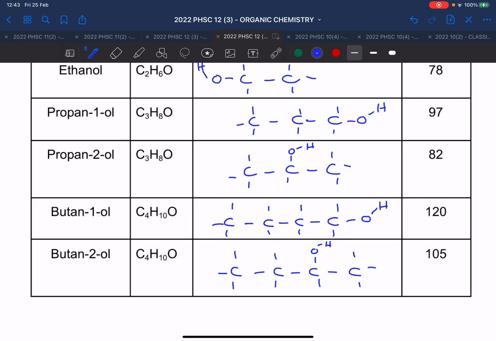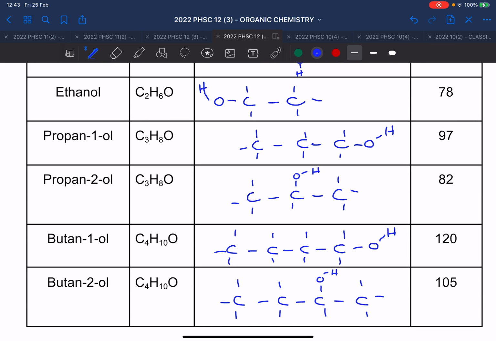Please explain to me, put up your hand, why, if we compare butan-1-ol to butan-2-ol and we look at their boiling points, does butan-2-ol have a lower boiling point than butan-1-ol? I've explained it a bit previously.